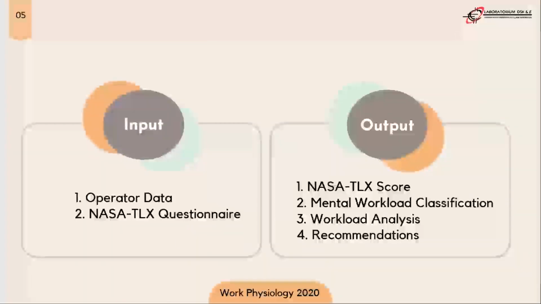Next, for the input and the output of this tutorial. The input is the same as in the previous tutorial: you have to take note of the data of the respondent using the NASA questionnaire. And for the output there are the NASA score, the mental workload classification, the analysis of mental workload, and for the last, giving recommendations.